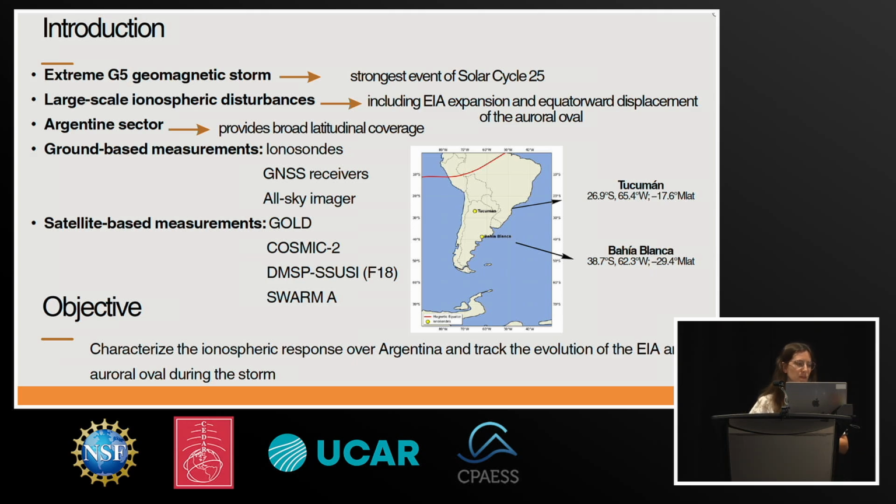So the Mother's Day event was an extreme geomagnetic storm during solar cycle 25 that produced large-scale ionospheric disturbances. In this work, we are studying these impacts over the Argentine sector and South America because it provides broad latitudinal coverage. To do this, we use ground-based and satellite-based measurements, for example, ionosonde, GNSS receivers, all-sky imagers, and GOLD, COSMIC-2, DMSP, and SWARM. Our goal in this work is to characterize two structures over these regions: the equatorial ionization anomaly and the auroral oval, and how they converge.